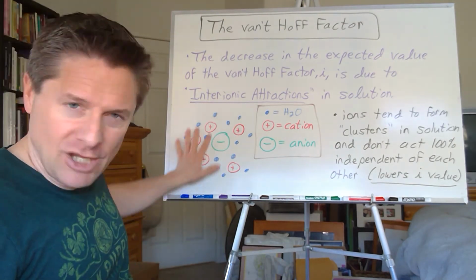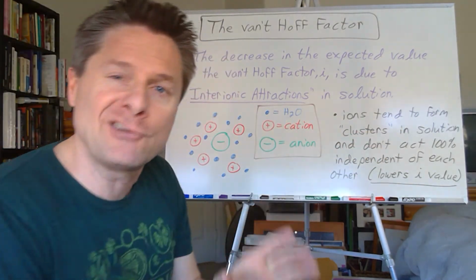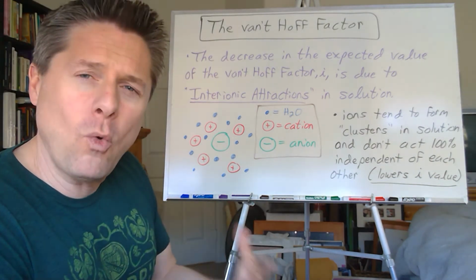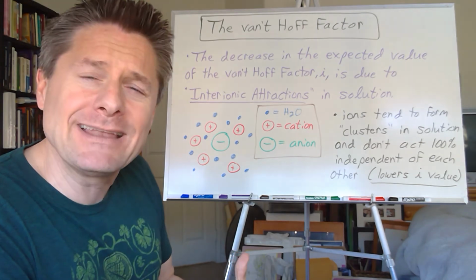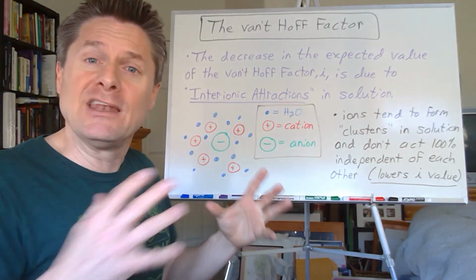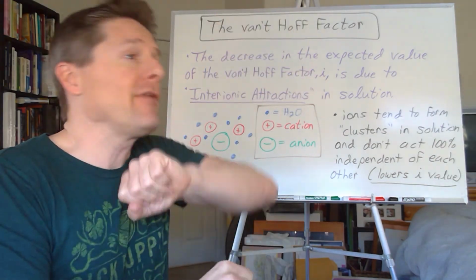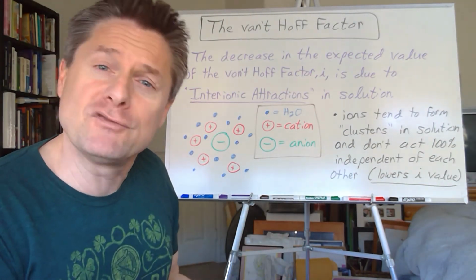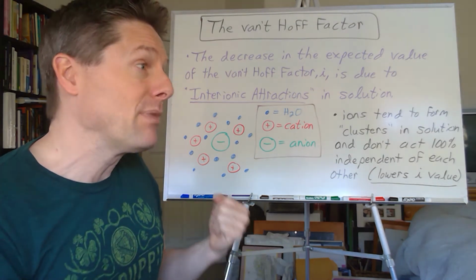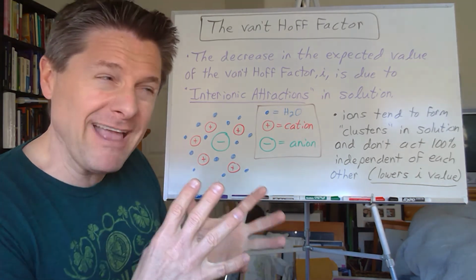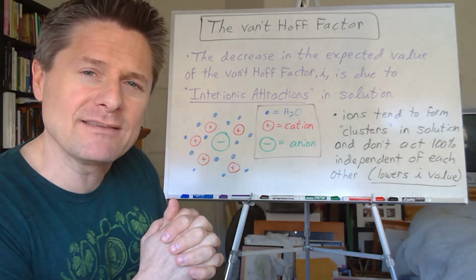So they kind of cluster around it. They form these little clusters. And so that anion and those cations aren't quite as independently acting as you would think. We tend to think of them as 100% independent of each other. Sodium ions are moving around, they don't even notice chloride ions, so you get a van 't Hoff factor of 2 for sodium chloride. But in reality, there's going to be some clustering effect, and they don't quite act as independently as we thought.